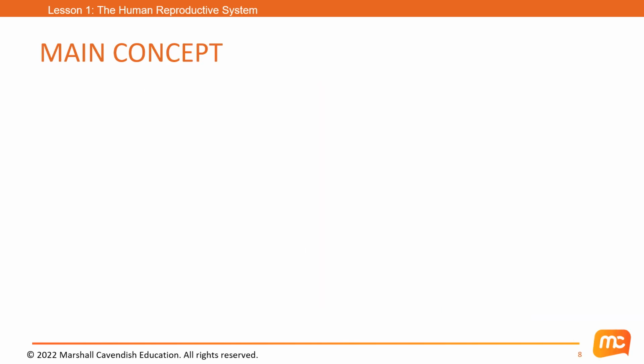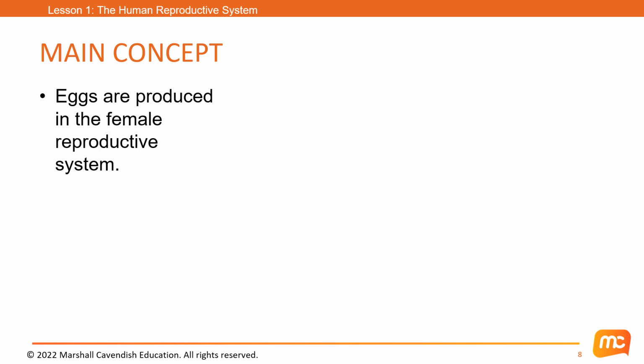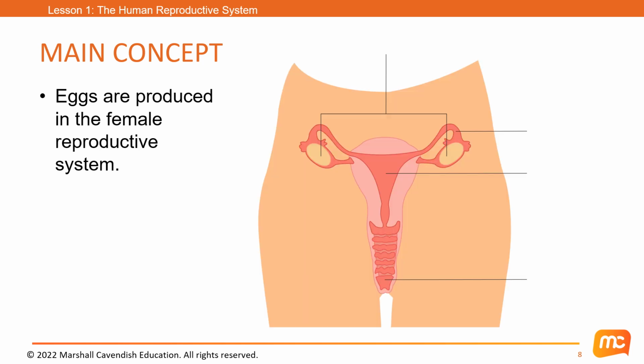Hi everyone, now let's continue with the main concept of the human female reproductive system. Don't forget to check page 27 of the student's book. And now let's see the parts of the female reproductive system. Now we know that eggs are produced in the female reproductive system. So let's see which part of those.